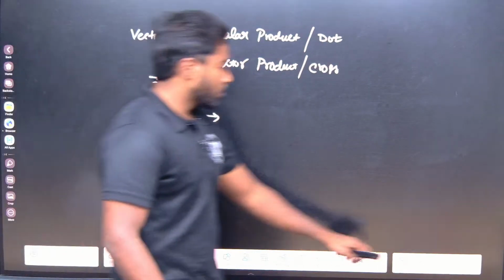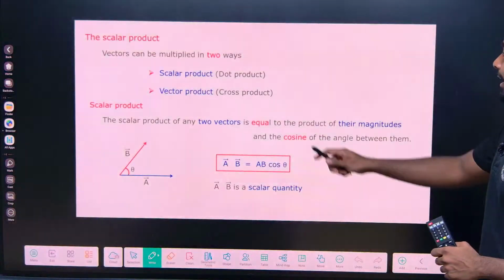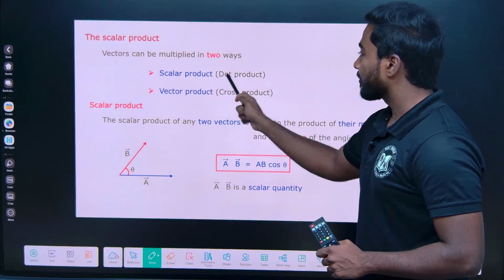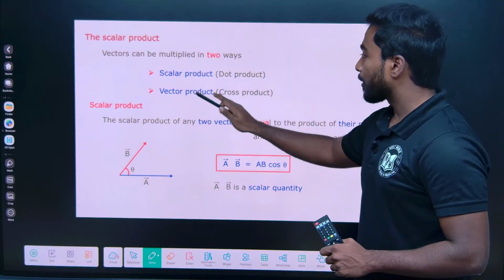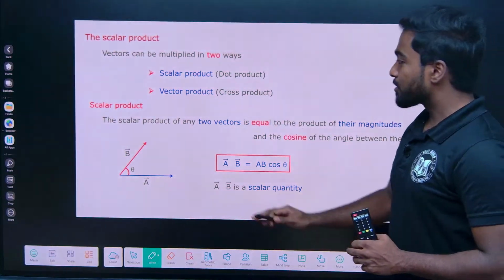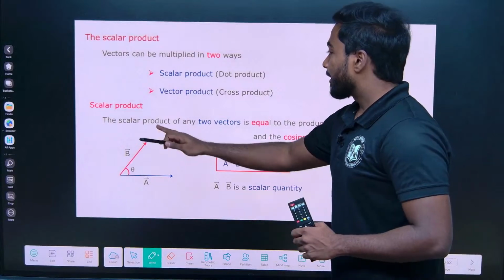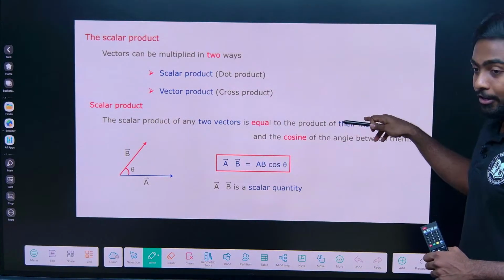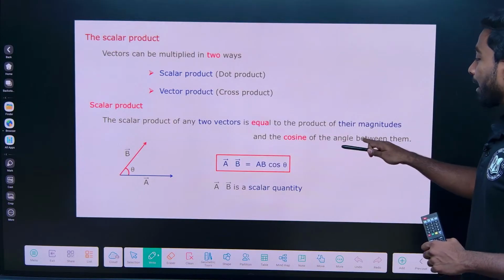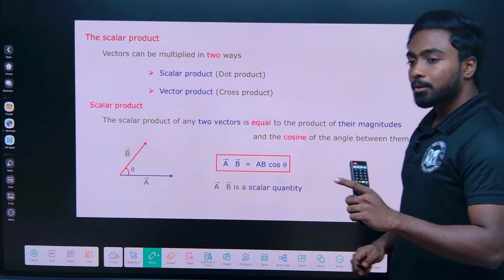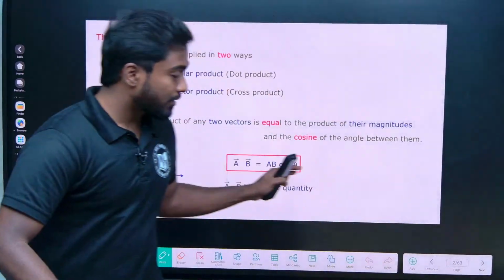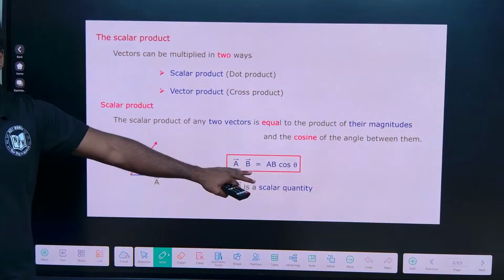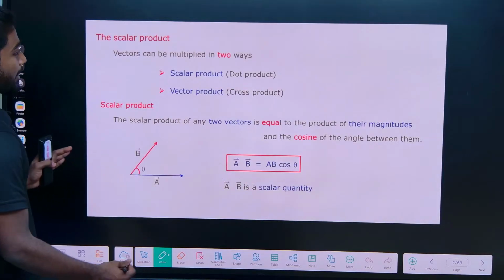Okay, so now we will come to that point. So vectors can be multiplied in two ways, a scalar product or a vector product. Scalar product is nothing but a dot product, vector product is nothing but a cross product. So first we will see about the scalar product. Scalar product of any vectors is equal to the product of their magnitudes and the cosine of the angle between them. Whatever we are discussing has been discussed in straight lines, but the basic terms we are discussing again.